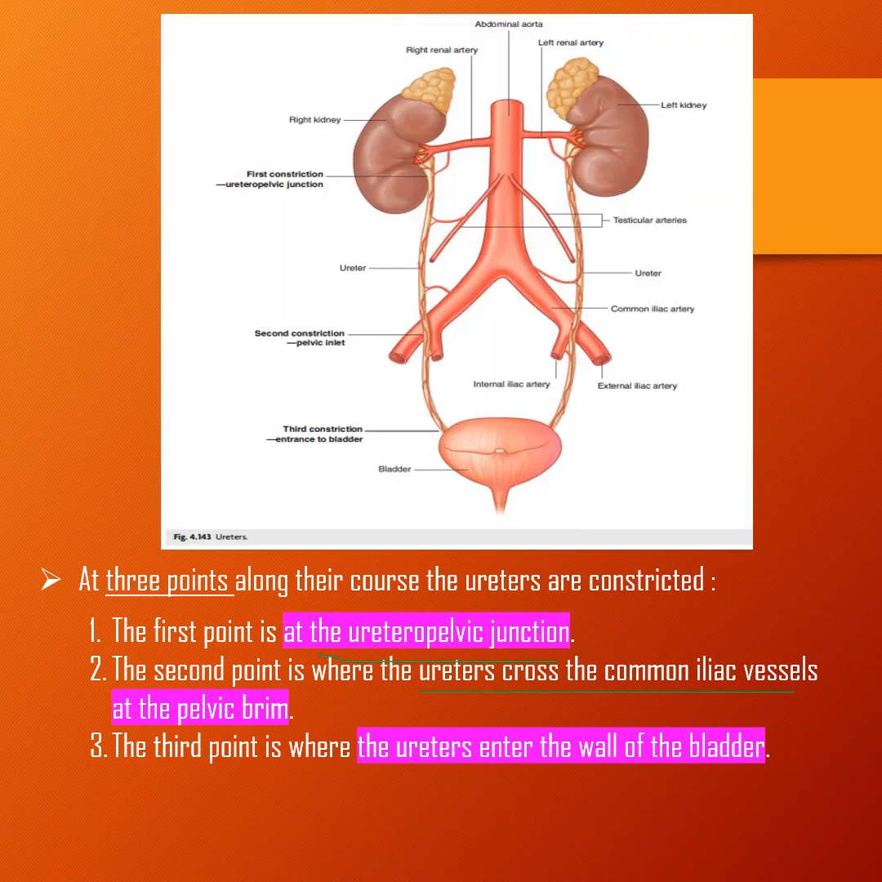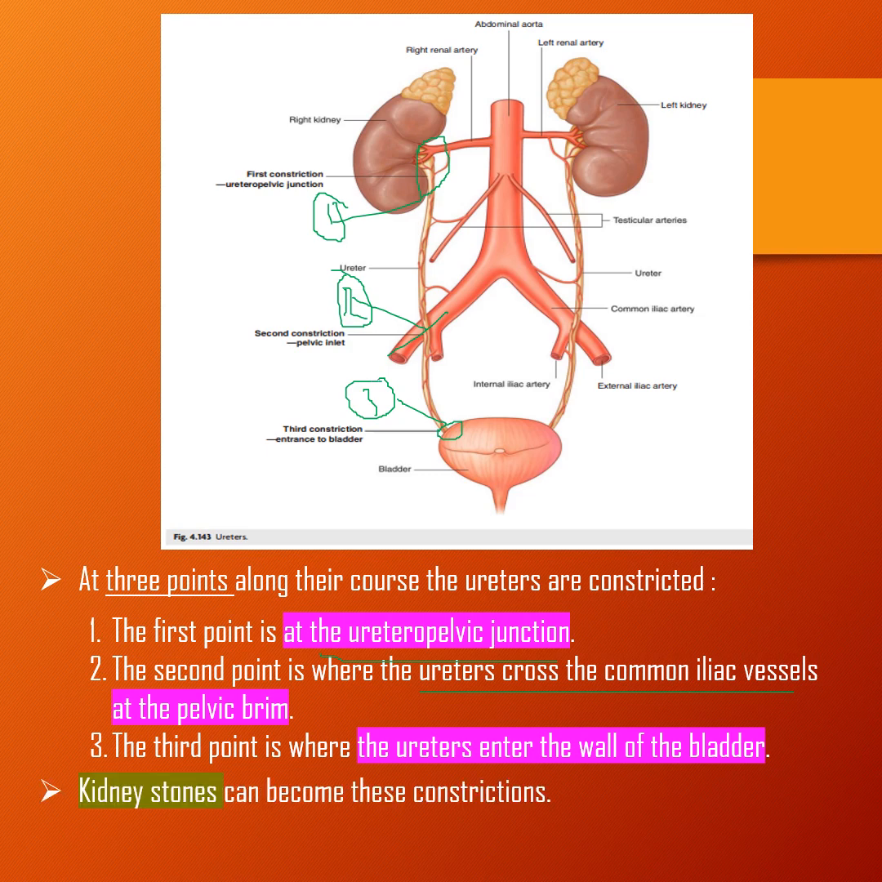As you can see in this image, this is the ureteropelvic junction. This is the first constriction. This is the pelvic brim, where the ureter crosses the external iliac arteries, and this is the third one, where the ureter enters the bladder. Kidney stones can become lodged at these constrictions.